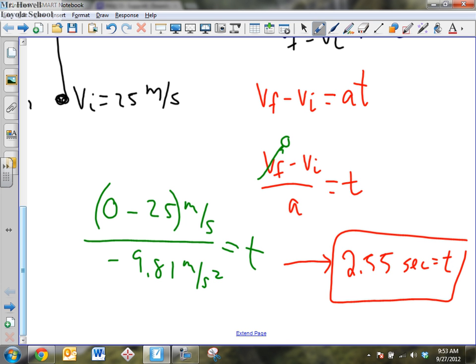Again, the time it takes the rocket to get to max height is 2.55 seconds. Now, what I'd like to do following is this. What is the actual max height of the rocket? So I'm asking now for what? What is it? X or length. Good. X or length. So for this next one, what formula might I use?